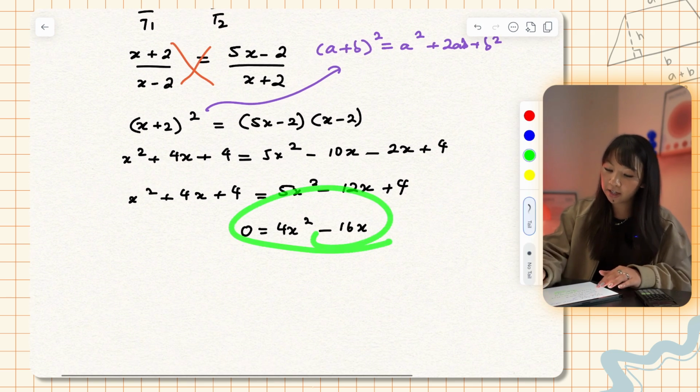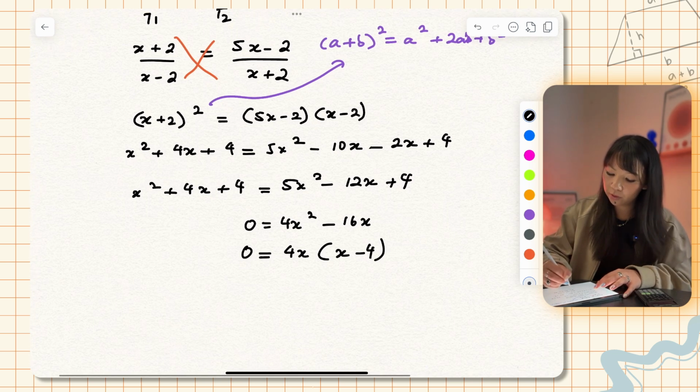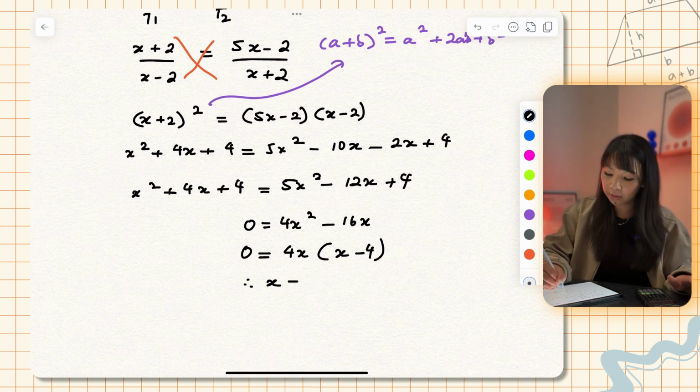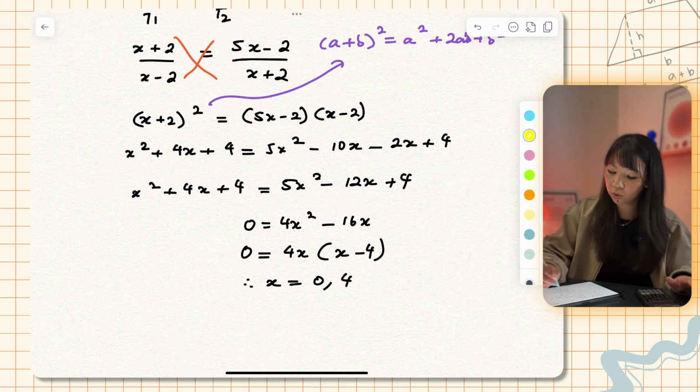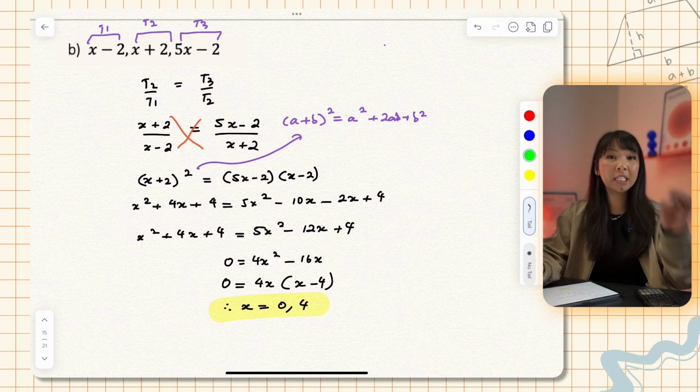Now I'm going to factorize this to solve for x. Going to take out 4x, left with x minus 4. So therefore, our solutions here are going to be x equals 0 and x equals 4. Okay, so let's also test that this is true.